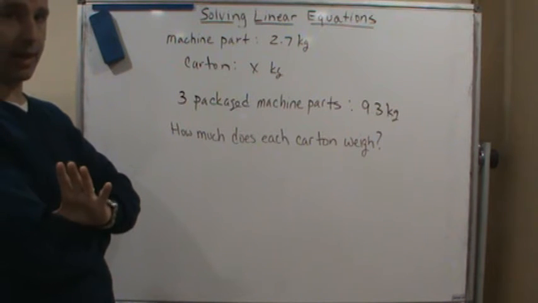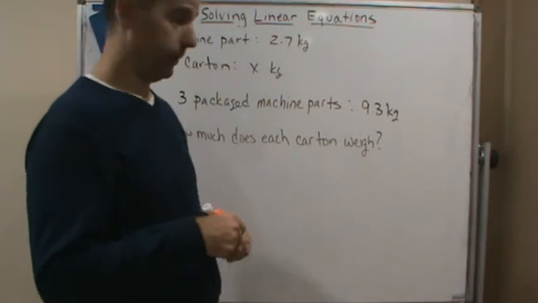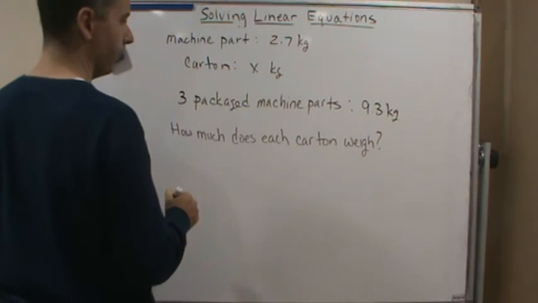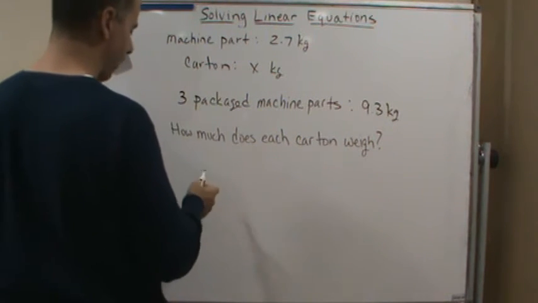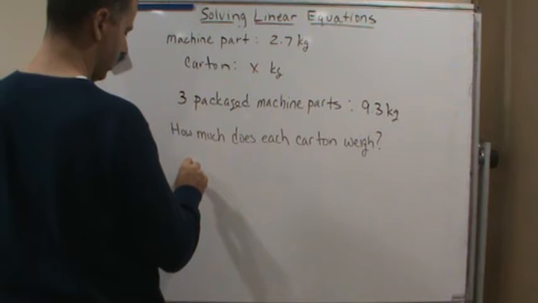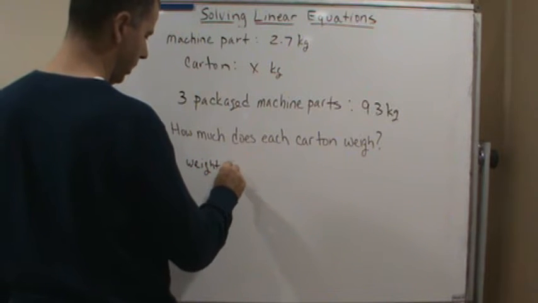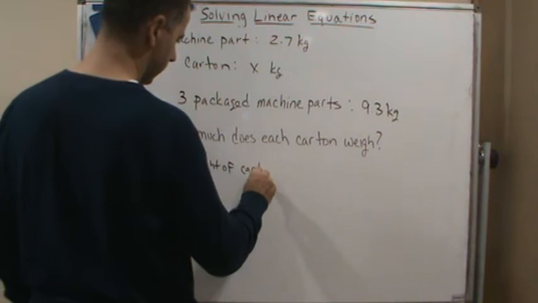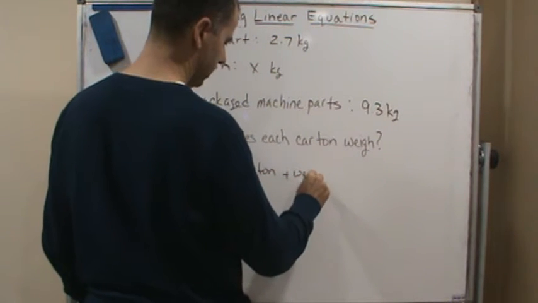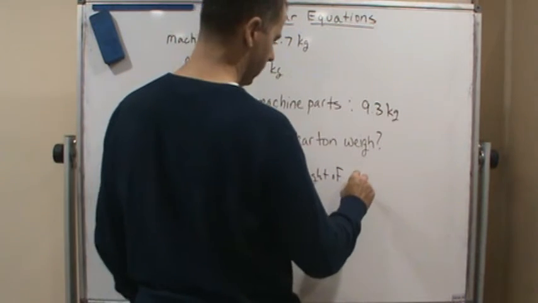Okay, so let's set up this problem right. If we set up this equation correctly, we're done. So 9.3 kilograms is the total of each package. So what do we got? We got a weight of carton plus weight of machine part.